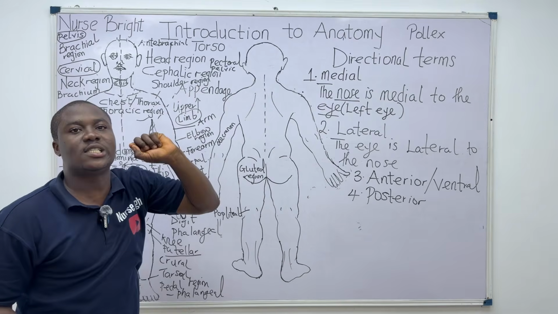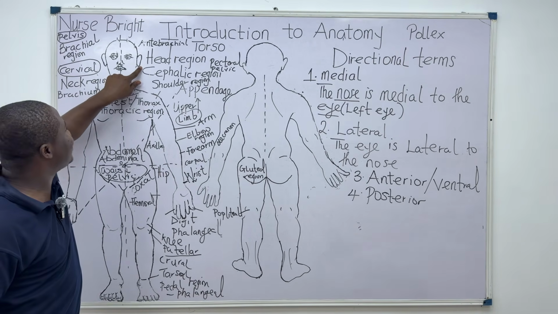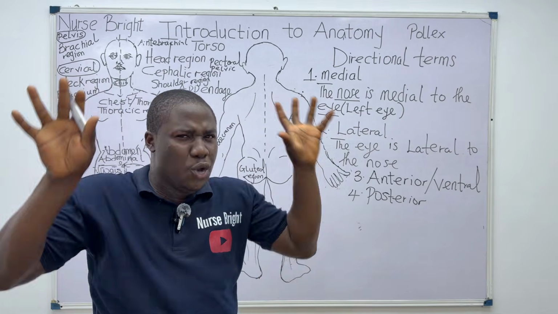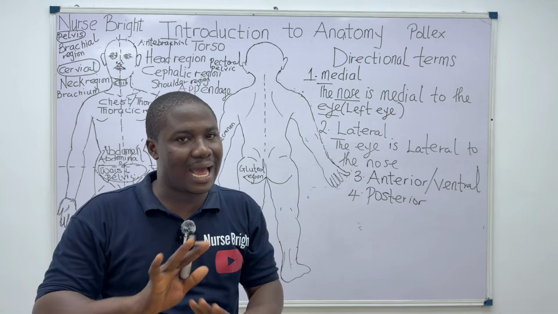So relating the occiput now and the eyes, which one is posterior to each other? The occiput is posterior to the eyes. The ears are posterior to the nose. You understand what is happening? They are not hard at all. All these things are basic and they are not difficult at all.